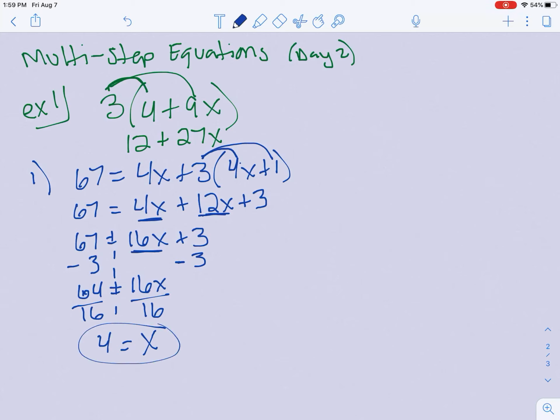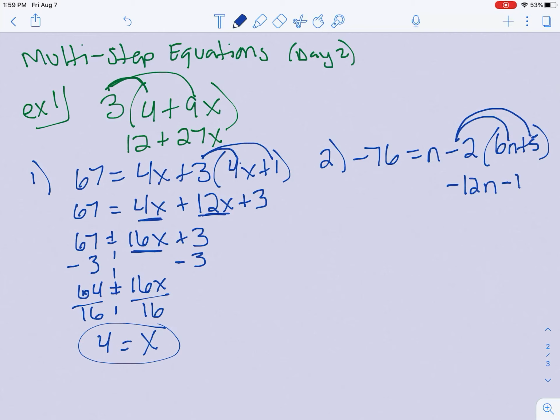Okay, let's try another one like that. So number 2, we have negative 76 equals n minus 2 times 6n plus 5. Now this one's a little bit trickier because that number in front of the parentheses is negative. So when I start with my distribution, I need to distribute a negative 2. So negative 2 times 6n would be negative 12n. And negative 2 times 5 would be minus 10. Bring everything else down. So negative 76 equals n.